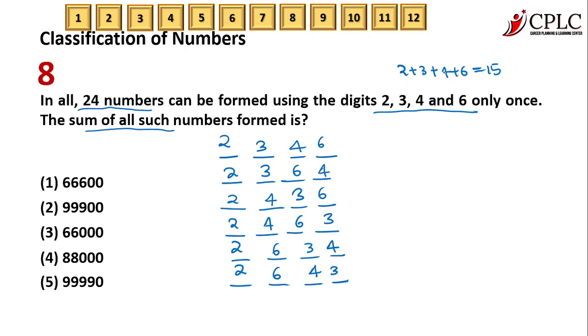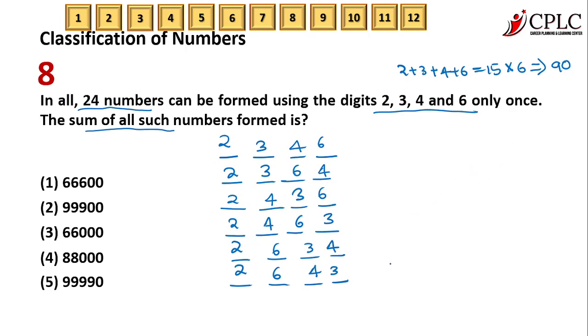And as we discussed, every digit is going to come six times at every place. So here you are seeing that at the thousands place, 2 has come six times. Similarly, 3 will come six times. Similarly, 4 will come six times. In the hundreds place also, all the digits will come six times individually. 3 will come six times, 4 will come six times, and so on and so forth. So hence we'll do into 6. So 15 into 6, that is 90, for example.